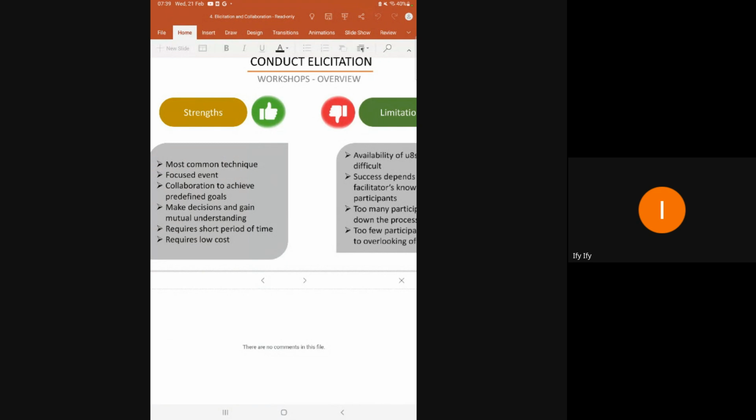So this is the most common technique: focused event collaboration to achieve predefined goals, make decisions and gain mutual understanding. It requires a short period of time and a low cost. This is a common technique everybody uses.